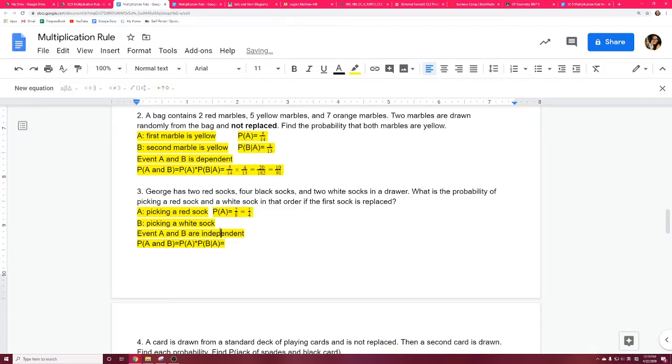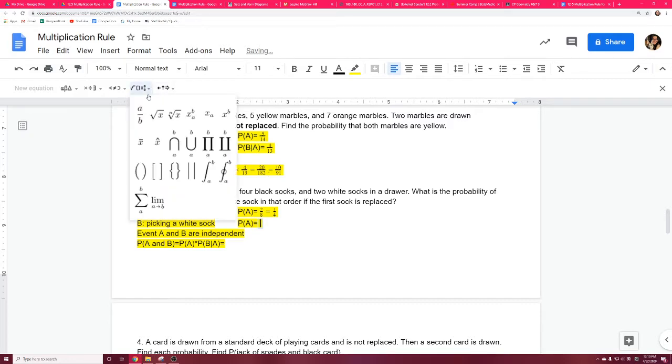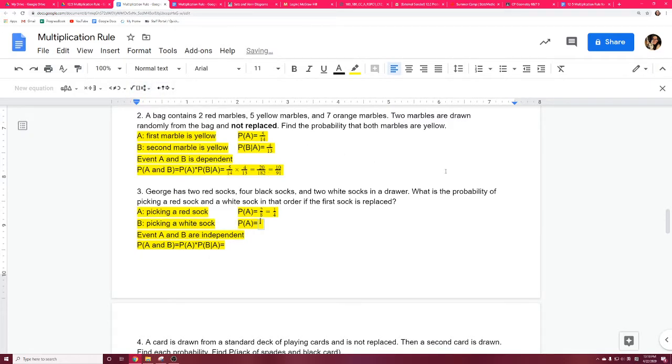Okay, and event B, picking a white sock with replacement. So over here, the total sock number is still 8, because the first time you picked the red sock, you already put it back. So 8 socks on the bottom. On the top will be how many white socks? It will be 2. Again, your number is 1 over 4. Reduce the fraction.